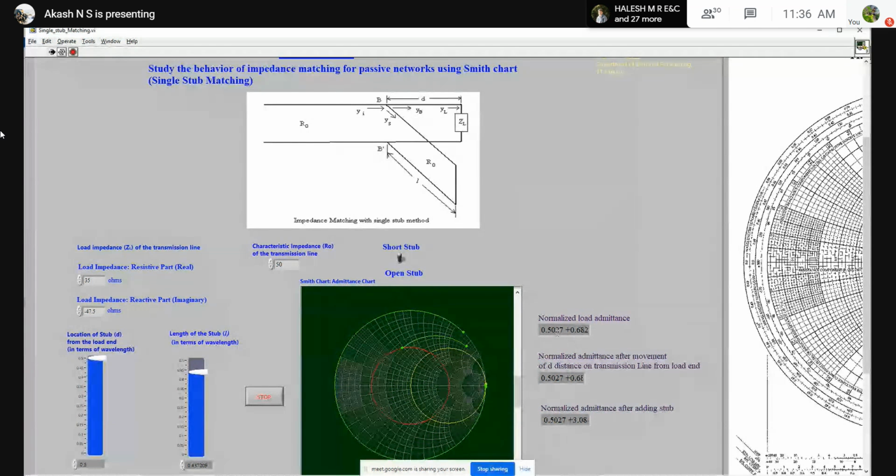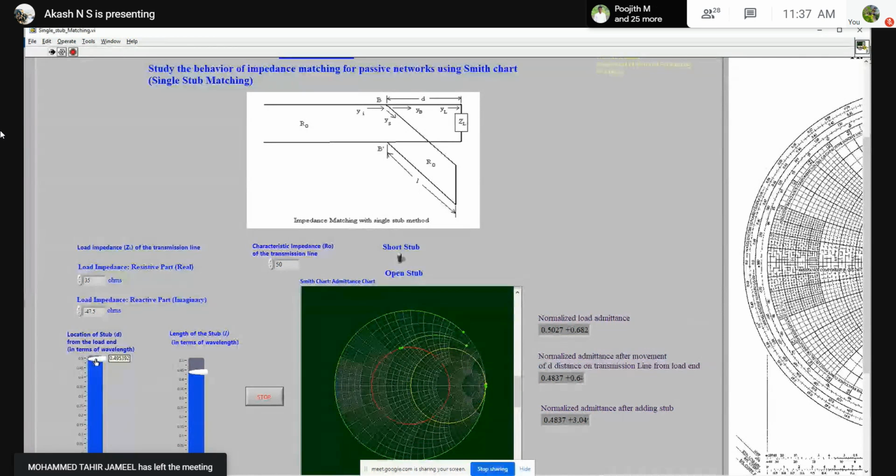We can see over here the normalized load admittance. It will have an imaginary and a real part. This one is the imaginary part, as we can see the circle over here. The arc represents the imaginary part. If we look, the real part is symmetrical, whereas the imaginary part is above the equator line. This implies it is a capacitive load, normalized admittance after movement.